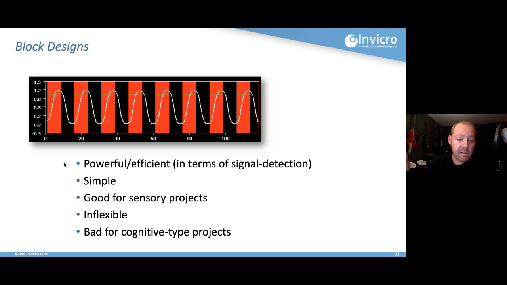And these designs are really good. They're simple. They're very powerful in terms of their ability to detect signals. They're really good for looking at the visual cortex, auditory things, good for general sensory stuff. They're not very flexible. And they're not very good for cognitive type projects where you normally want to have some kind of randomization of trials and conditions.